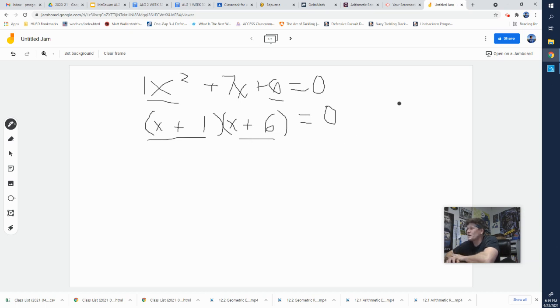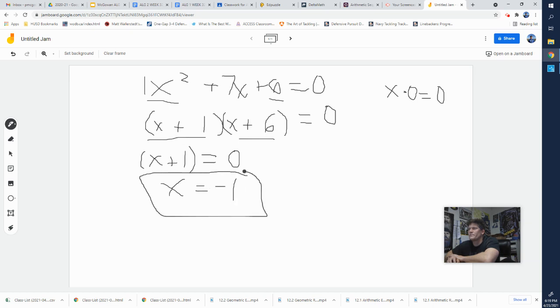Now, this only works because if you multiply anything by 0, you get 0. So if I take any one of these parentheses and turn it into 0, this whole thing becomes 0. That's why it works. So let's take one of these parentheses and set it equal to 0 and find one of our solutions. Do so by solving just like everything else. Get rid of that plus 1 by subtracting. 0 minus 1 equals negative 1. There's one of my solutions.